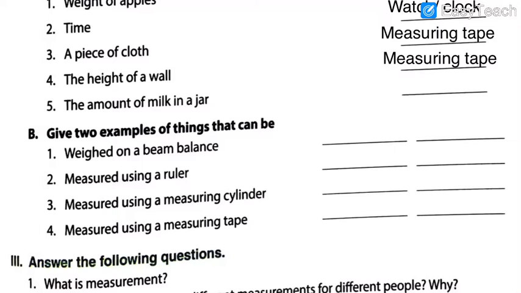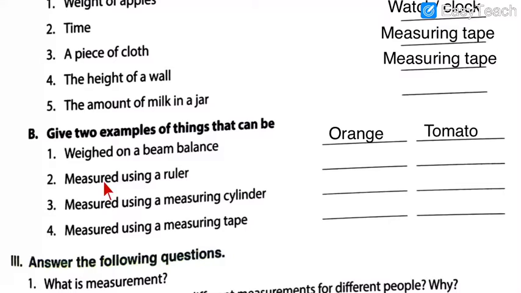Okay, I suppose you should have written 2 examples. What can be the 2 examples here, weighed on a beam balance? First you can write orange or apple or any fruit. Then you can write any vegetable's name like tomato. These 2 are my favorite, that's why I have written them. You can write your own favorite, but that should be measurable on the beam balance, right?